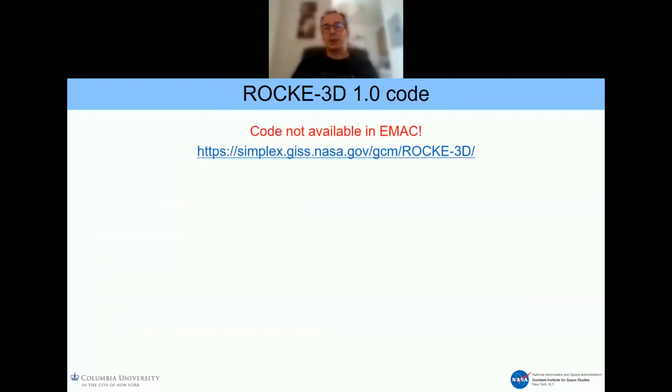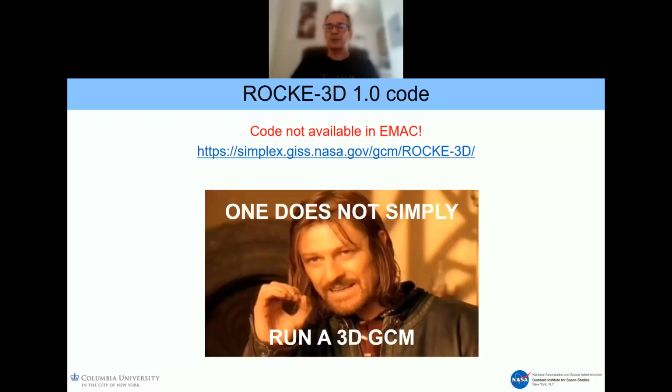Then the ROCKE-3D version 1 code is available. It is not on a platform like GitHub, and the reason is pretty obvious. You cannot just download the code and run it. It's not as simple as running some smaller set of codes. We're talking about a 500,000 line model, so it's pretty intense. So that's why we're also having annual tutorials about that.